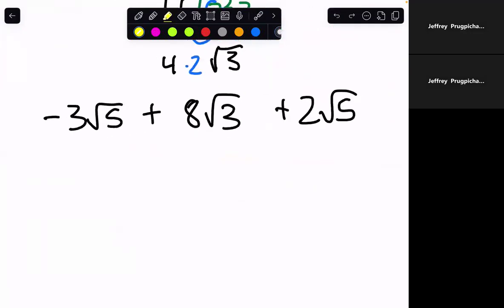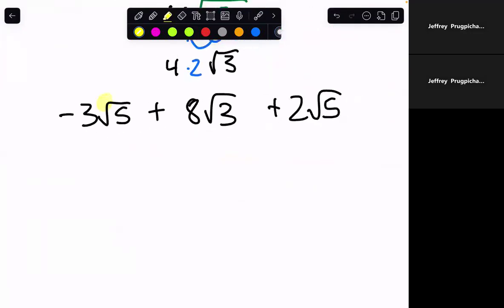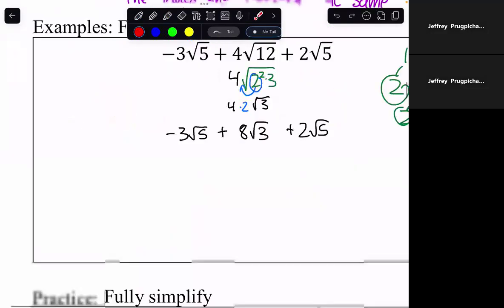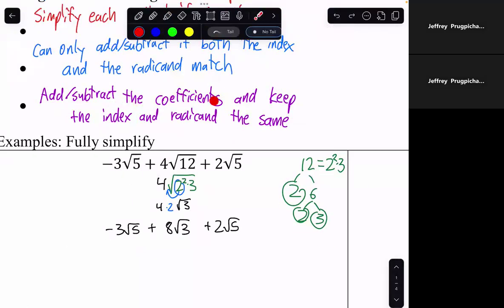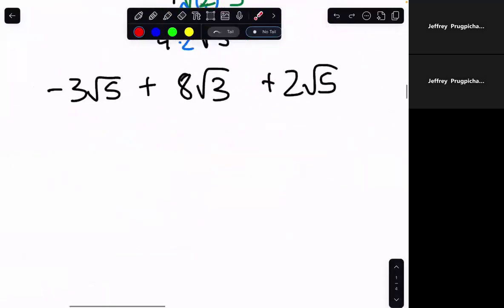Okay, what about the first and the third? They do both have the invisible index of 2. They're both square roots. And they do both have identical radicands of 5. Okay, so we are allowed to combine these. Okay, it's okay that the coefficients are different. It's the other things, the index and the radicand, that need to match. Okay, so how do we actually combine them? You just add or subtract the coefficients, and you keep the rest of it the same.